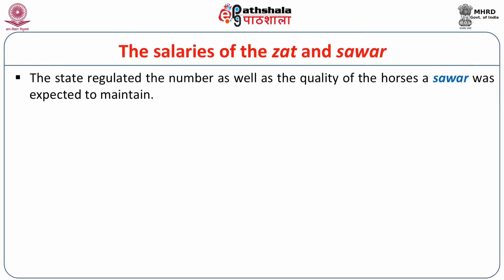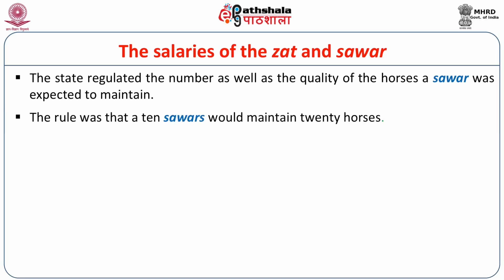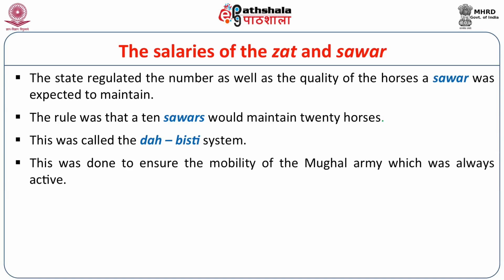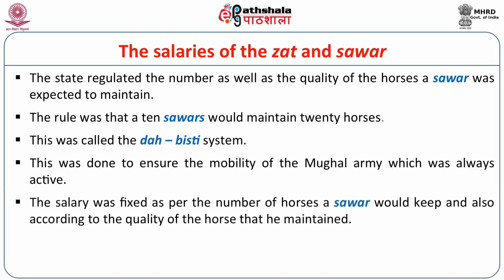Now, how were the salaries fixed in this Zat Sawar rank, or the dual rank? The state regulated the number as well as the quality of the horses a Sawar was expected to maintain. The rule was that 10 Sawars would maintain 20 horses. This was called the Dah Bisti system. This was done to ensure the mobility of the Mughal army, which was always active, so the horses would get the adequate rest that was needed. A salary was fixed as per the number of horses a Sawar would keep and also according to the quality of the horses that he maintained.